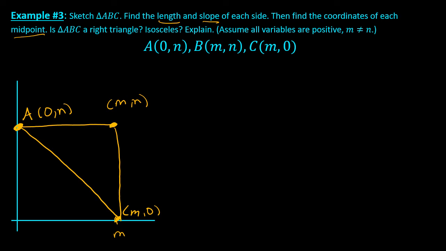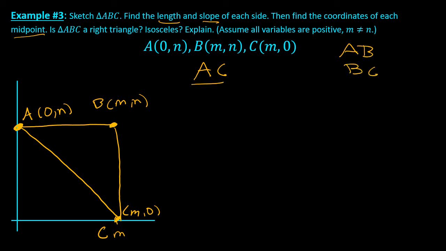So I will go ahead and do side, let's see, (m, 0), I forgot to label this. This is point C, this is point B. I will do side AC, and I will let you guys do side AB and BC on your own.